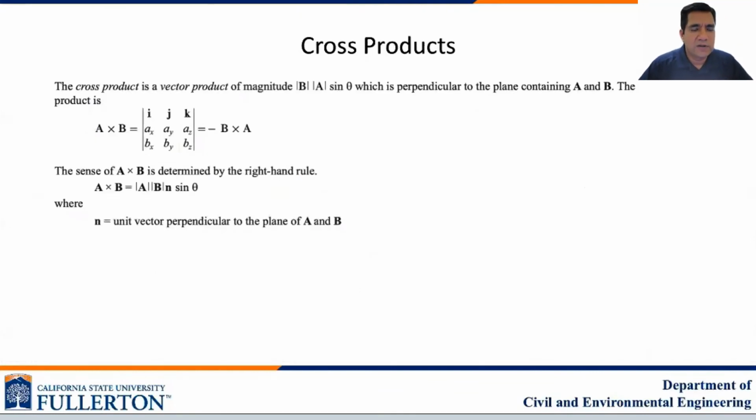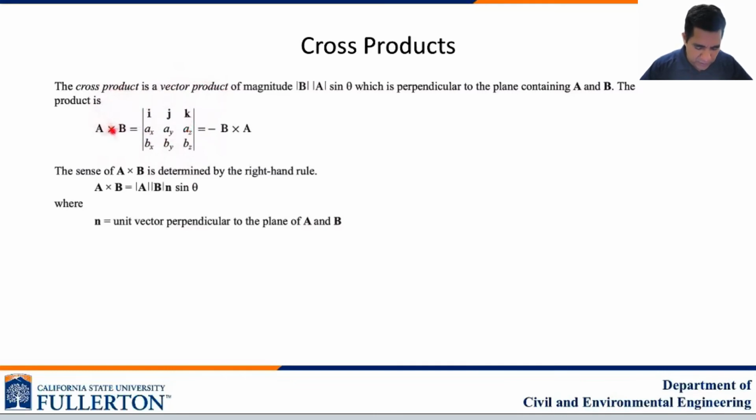So cross product is also called the vector product. If you have two vectors A and B and you want to take the cross product, you will again write your vectors in the form of a determinant: i, j, k, then Ax, Ay, Az, which are the components of A, and Bx, By, Bz, the components of B. Once you open this determinant, you will find the final vector. It's a vector product, meaning the result is going to be a vector quantity.